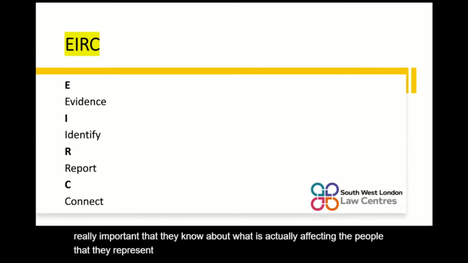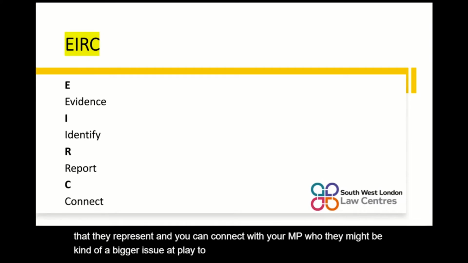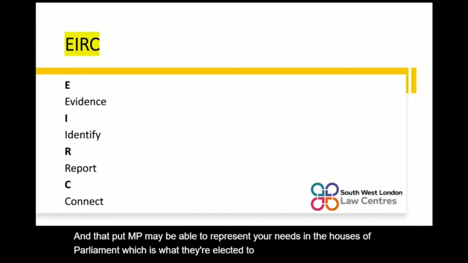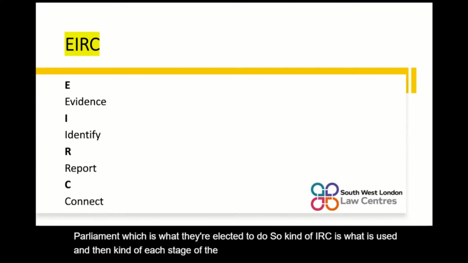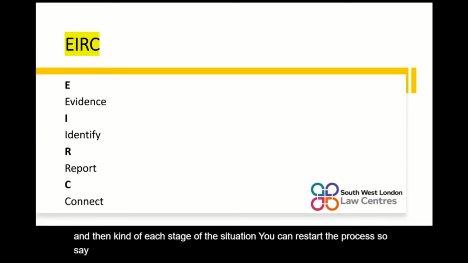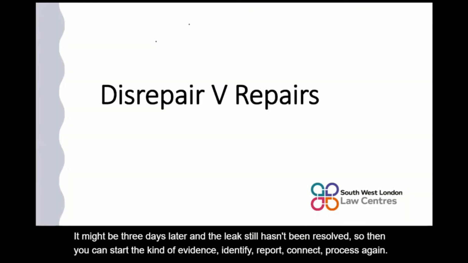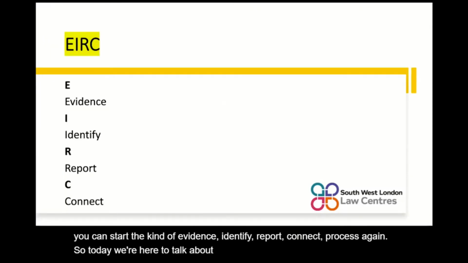And you can connect with your MP, as there might be a bigger issue at play to do with your housing. The MP may be able to represent your needs in the Houses of Parliament, which is what they're elected to do. So EIRC is what is used, and at each stage of the situation, you can restart the EIRC process. Say you've gone through evidence, identify, report, connect. It might be 3 days later and the leak still hasn't been resolved. Then you can start the evidence, identify, report, connect process again. Today we're here to talk about evidence, and I will be going into details about that.